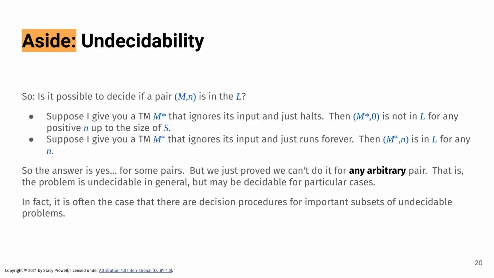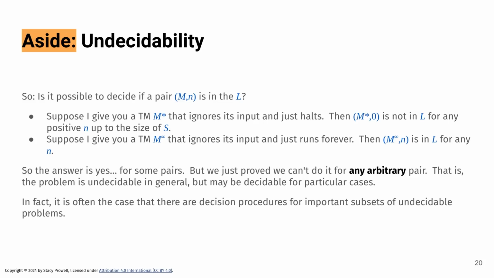Well, suppose I give you a Turing machine M star that ignores its inputs and just halts. Well, M star 0 is not in L for any positive n up to the size of S. So, yeah, I can tell you immediately something about that one. Suppose I give you a Turing machine that ignores its input and just runs forever. Then M infinity n is in L for any n. So, yeah, some of these are in fact decidable, right?